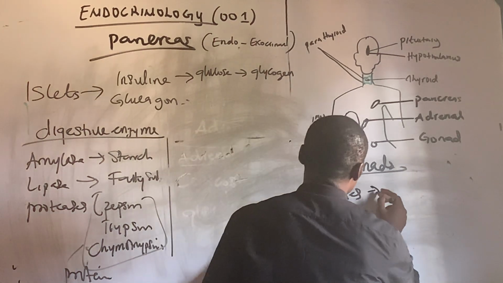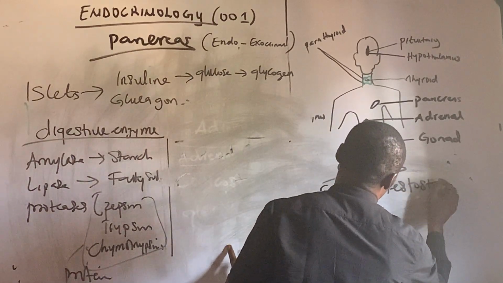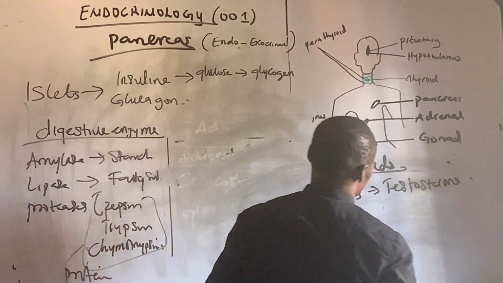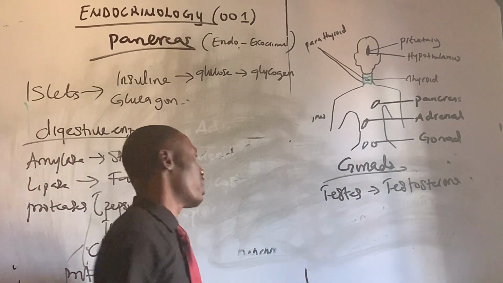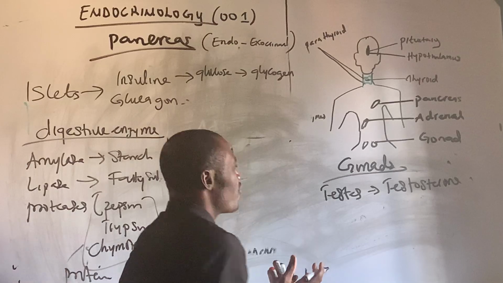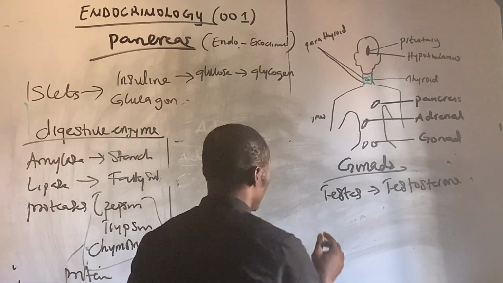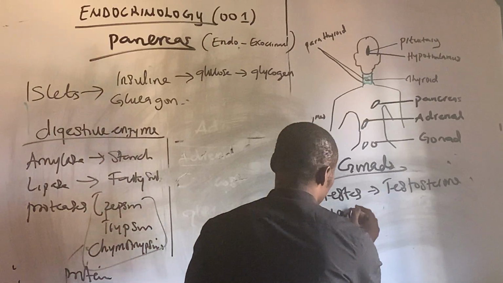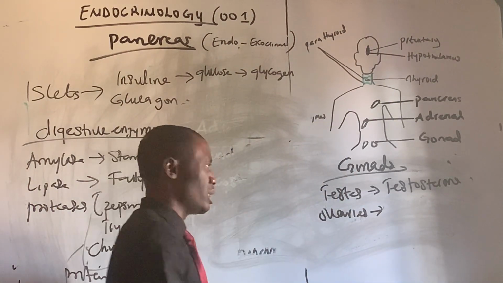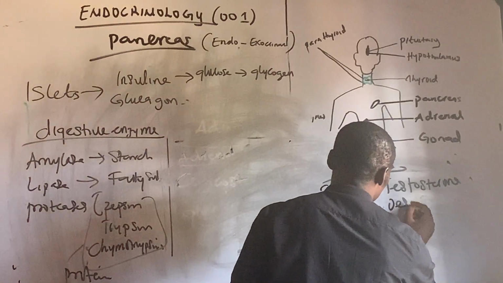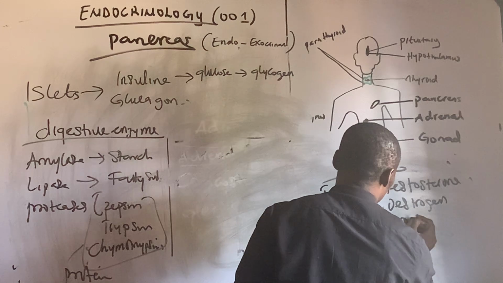Now, it produces testosterone. It produces testosterone. Yeah, testosterone. Now, we have the female gonad position, which is the ovaries. Now, these ovaries produce estrogen and progesterone.